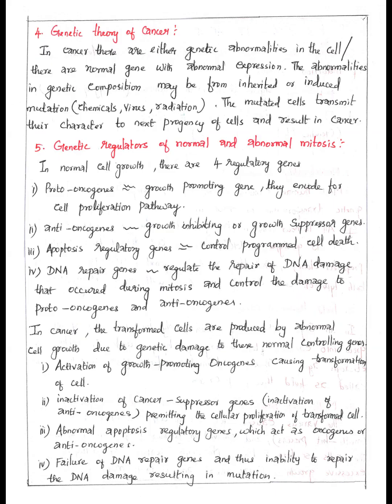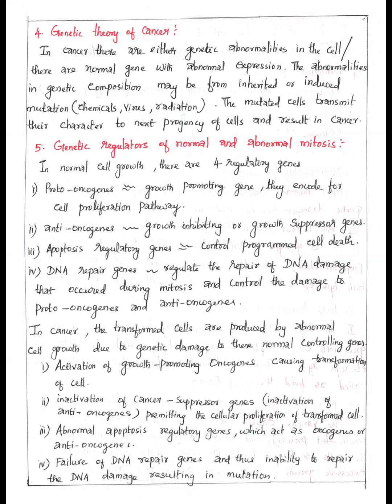Next, molecular pathogenesis is based on genetic theory. The cancer cells show either genetic abnormality or a normal gene with wrong gene expression. These abnormalities are due to being inherited, that is, transmitted from parents, or to mutation induced by chemicals or viruses. This mutated cell transfers its character to the next progeny, or next generation, or offspring, and results in cancer.